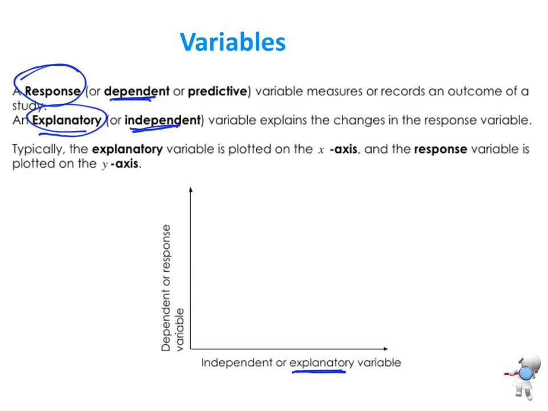Now we will plot the explanatory variable on our x-axis and our response variable on the y-axis. Now the hardest part is figuring out which variable goes where. So one of the things that you want to think about is, if I know this information, can I use that to predict the other information? So you've got to think about the order in which it happens.